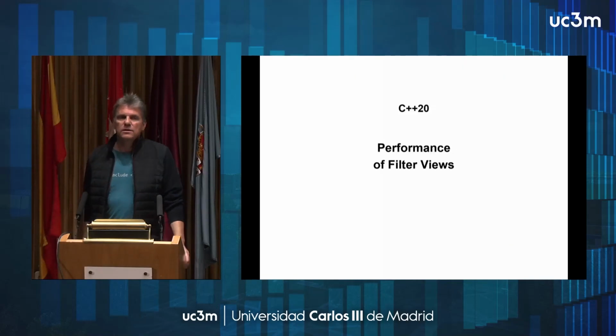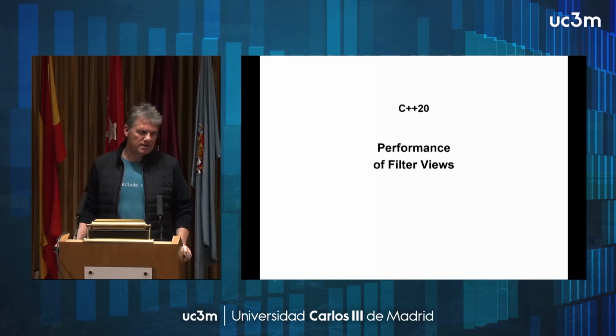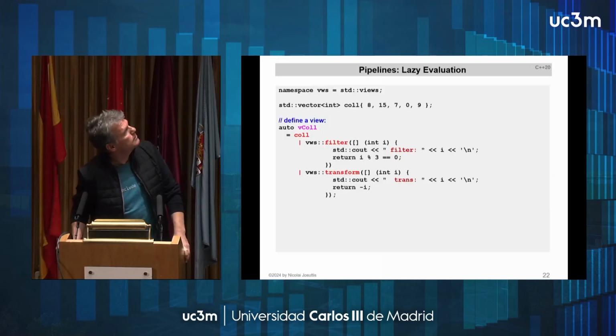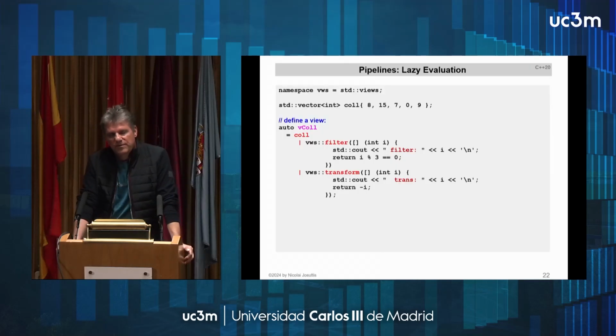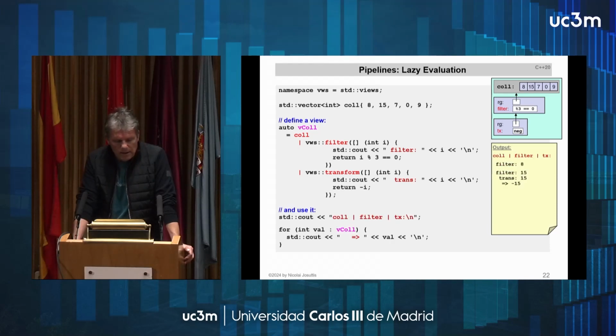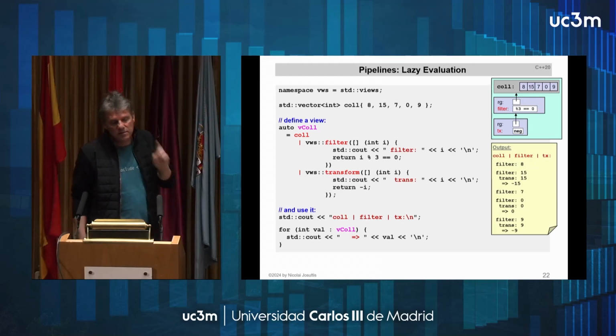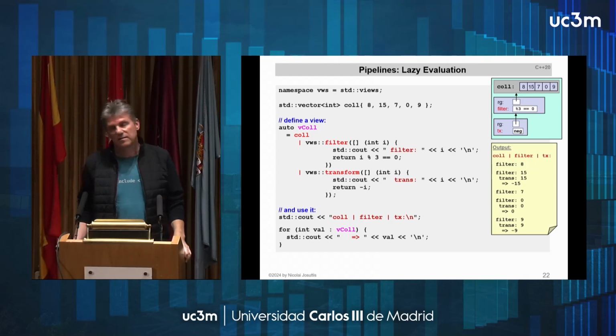So let's look a little bit at the performance of the whole thing, because performance matters in C++, as you might have heard. So let's use the same thing again, collection, filter, and transformation, but let's have print statements here. So as long as I don't use any of these views and ask for a position or a value, nothing happens. Just when we call the range-based for loop, that is the moment where we start to process data.